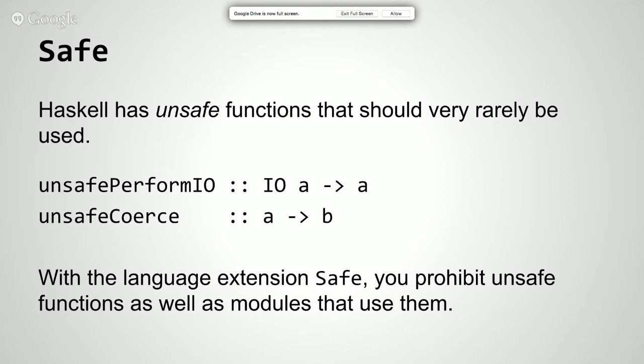With safe, you prohibit all that unsafe stuff. If you use the language extension safe, then everything you import has to be safe, and these things that are unsafe are disallowed, and you get a compiler error. So it forces you to use a subset of the language called safe Haskell.